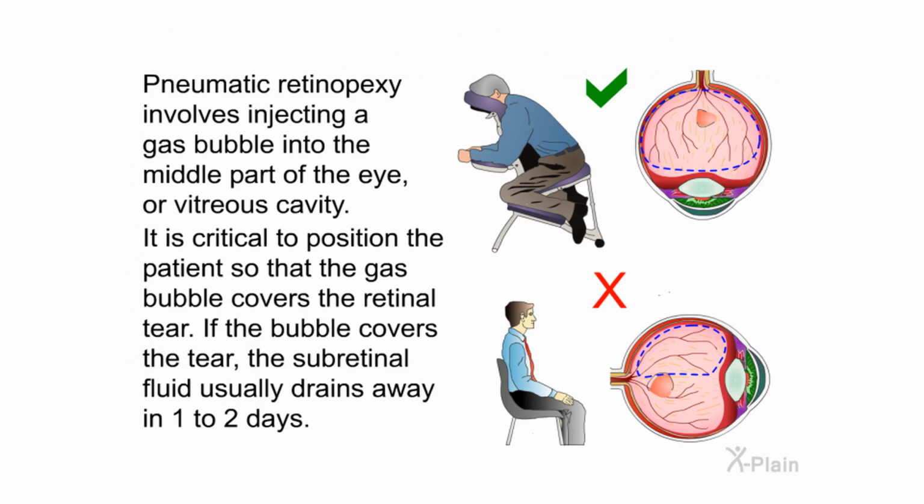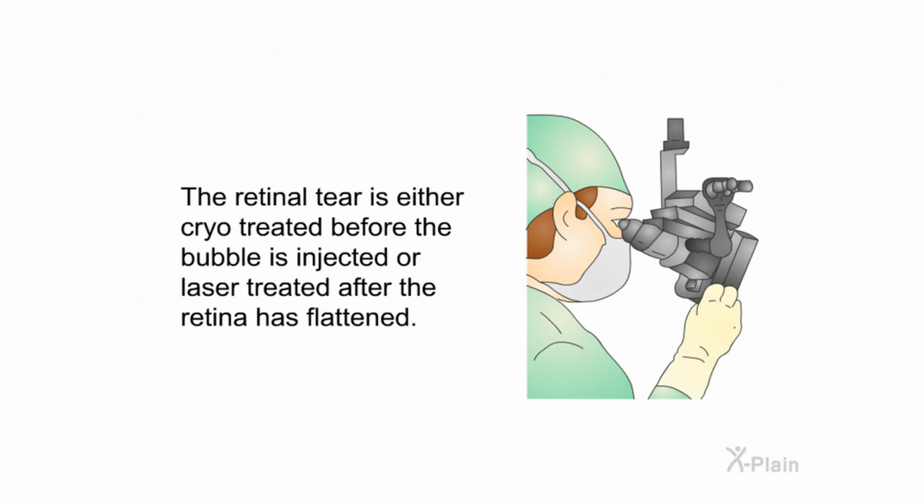Pneumatic retinopexy involves injecting a gas bubble into the middle part of the eye, or vitreous cavity. It is critical to position the patient so that the gas bubble covers the retinal tear. If the bubble covers the tear, the subretinal fluid usually drains away in 1 to 2 days. The retinal tear is either cryo-treated before the bubble is injected or laser-treated after the retina has flattened.